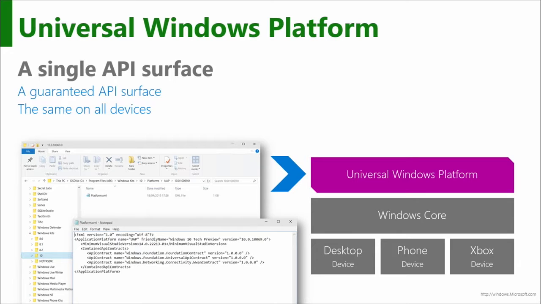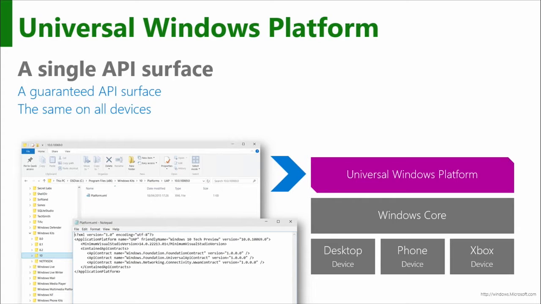Inside that folder, all you'll find is a little XML file, which truly is the definition of this platform, this version of it. Opening up that platform.xml, you can see it has the name of the application platform. It's called Windows 10 Tech Preview, has the version, and inside it has this element, contained API contracts.